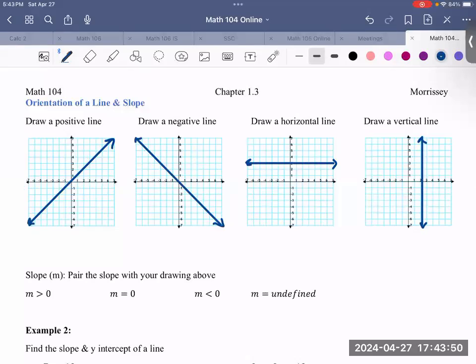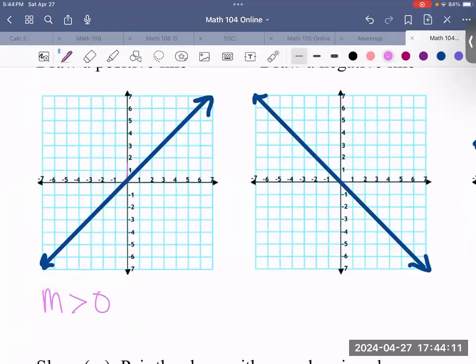All right, so if I said, hey, of these, which one has a positive slope? What would you tell me? Well, positive lines have positive slopes. So this one having a positive slope, m greater than 0 means positive. It just means we are increasing in your slope. So your slope is rising, or your graph is rising, right? Rise over run.